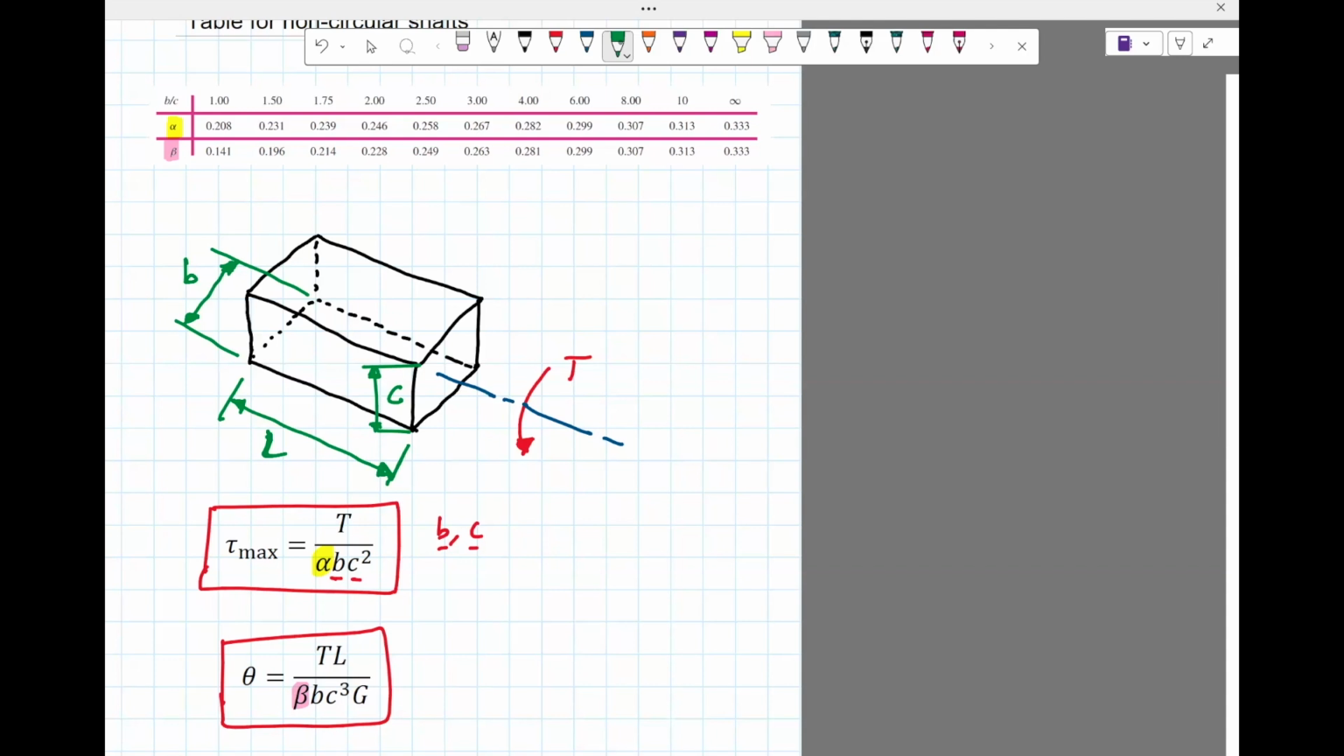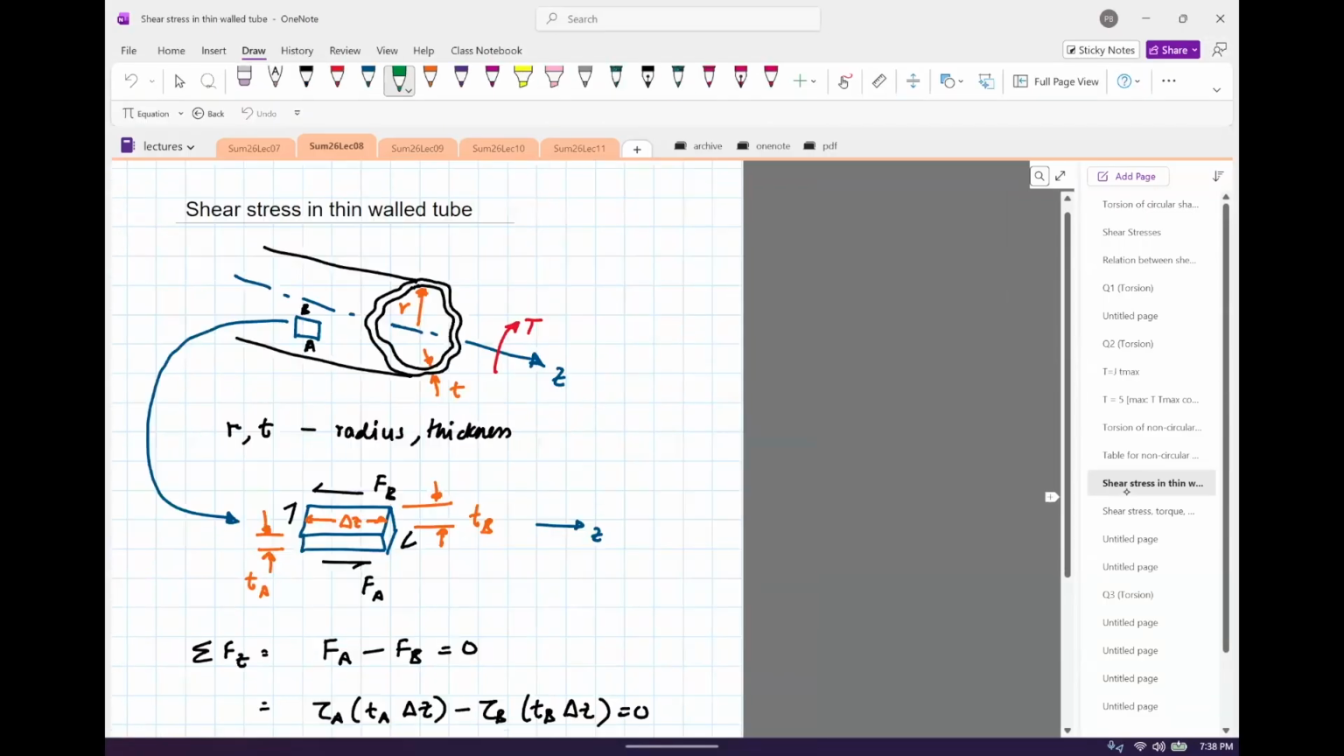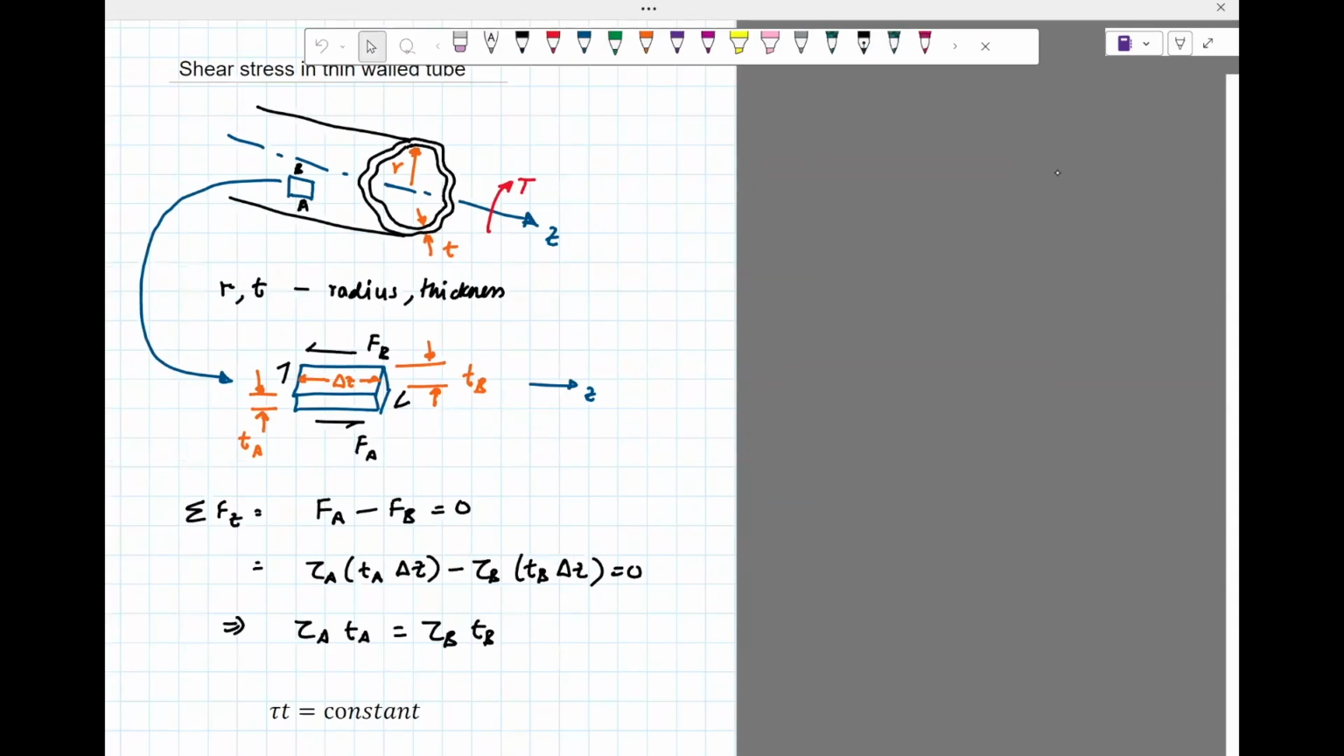Any questions on this? No questions. Okay, so let's move on to shear stresses in thin sections.